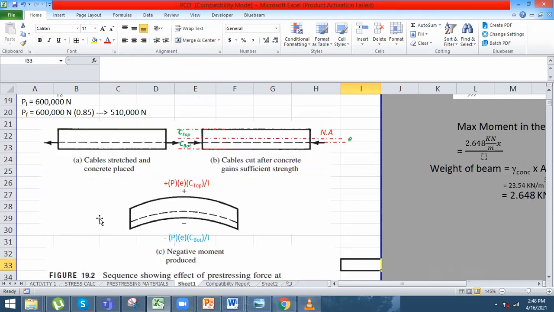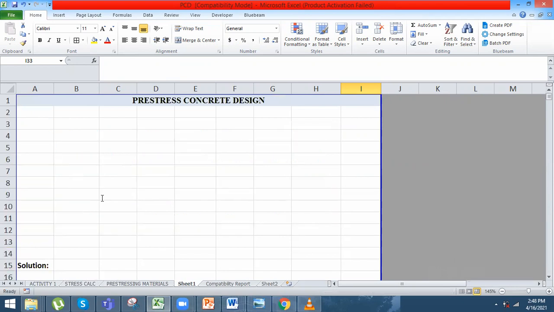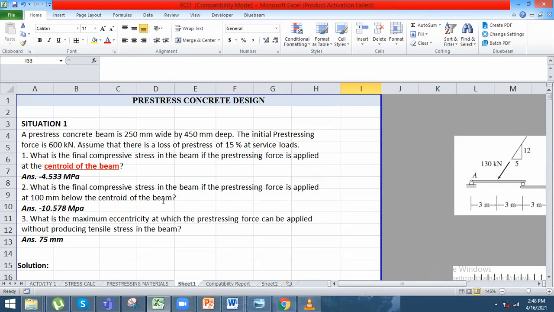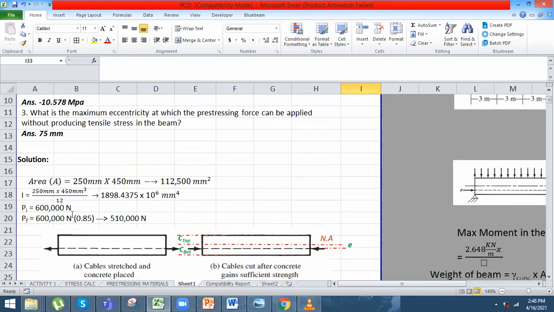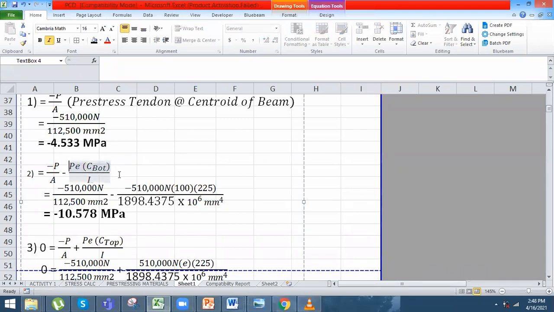That simple. Then number 2: what is the final compressive stress in the beam if the pre-stressing force is applied 100 millimeter below the center of the beam? It would be like this: negative P over A, then minus PE C bot over I. What we are analyzing is the bottom fiber, so we consider the distance from the neutral axis up to the outermost bottom fiber.